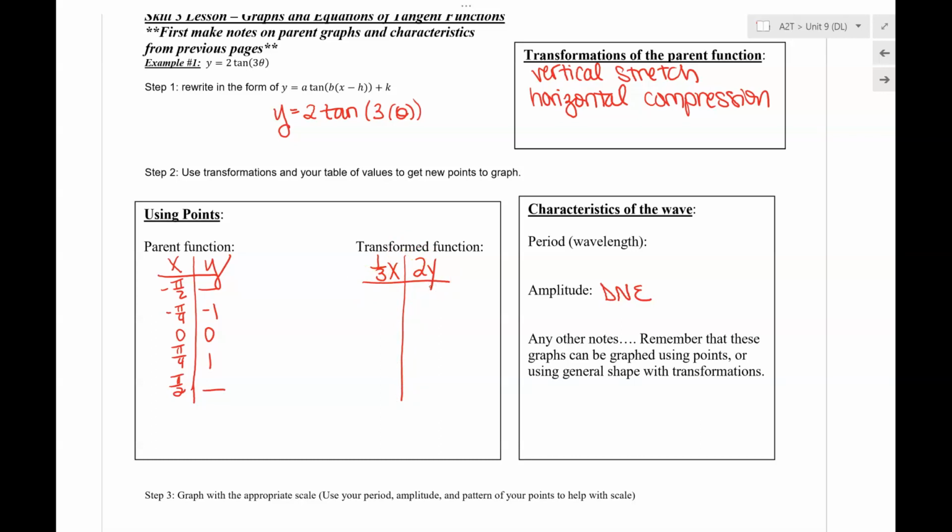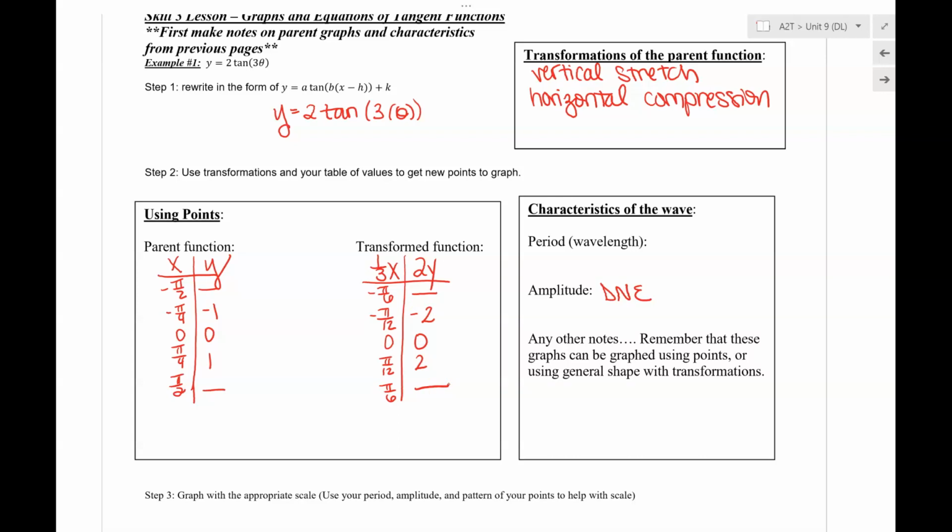Okay, so if we plug in negative pi over 2, we get negative pi over 6. Plug in negative pi over 4, we get negative pi over 12. Plug in 0, you get 0. And then we get pi over 12 and pi over 6. For the y values, plug in 2. Well, don't plug in 2. Plug in an asymptote, you get an asymptote. Plug in a negative 1, you get negative 2. 0 is 0, 1 is 2. The asymptote stays the same.